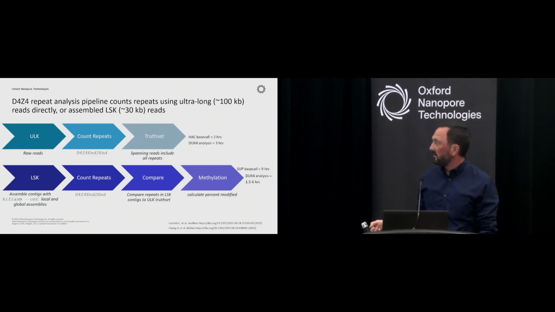We also take our LSK reads, the ligation reads that are slightly shorter, 30 kb, and we can assemble those first. So we use the Hi-Fi SM assembler to assemble contigs out of those reads first, and then we put those into the repeat counting software, and it works the same way. Then we can compare the results to each other and do downstream methylation analysis.